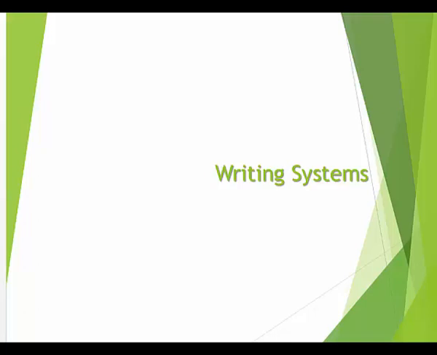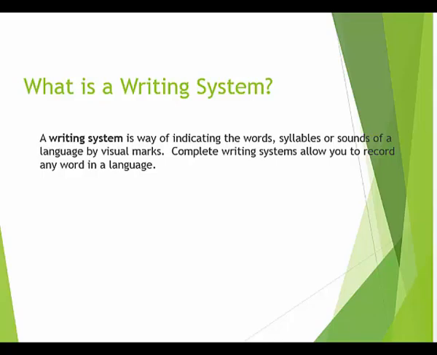This week we'll be talking about writing systems and literacy. Let's begin by defining what a writing system is. A writing system is a systematic way of representing the sounds, syllables, or words of a language, the spoken component of a language in most cases, by visual signs. And writing systems are also called orthographies. Complete writing systems allow you to record anything that you can say in a language.